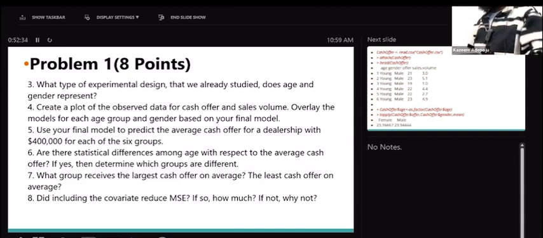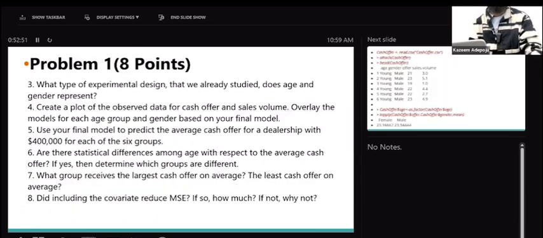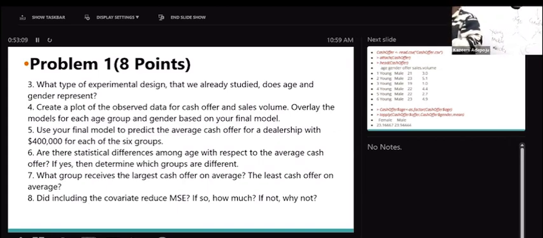Did including the covariate reduce MSE? When you first conduct the research, like if you look at question 1, you did not include a covariate, you run ANOVA. Okay, you have an MSE, right? By the time you get to question 5, where you included the covariate, you're also going to have an MSE. Then they want you to compare the 2 MSEs: MSE without the covariate and MSE with the covariate. Let me tell you this. If the covariate is significant, the MSE for the one with the covariate will be smaller than the MSE without the covariate.